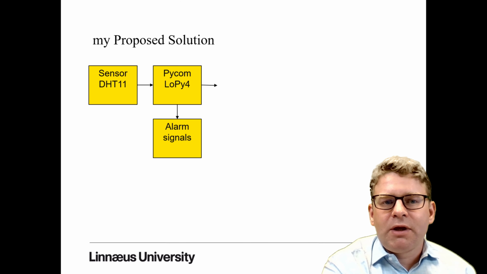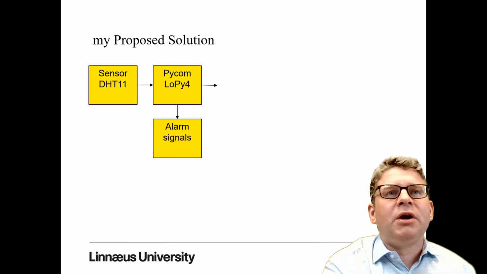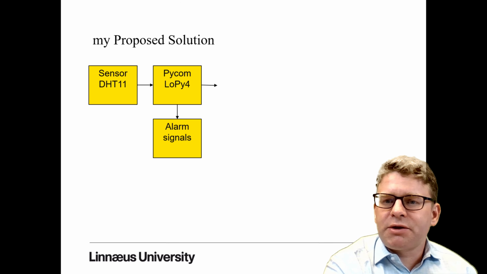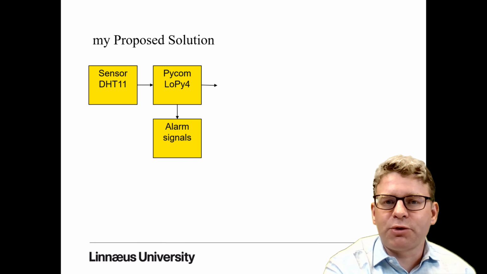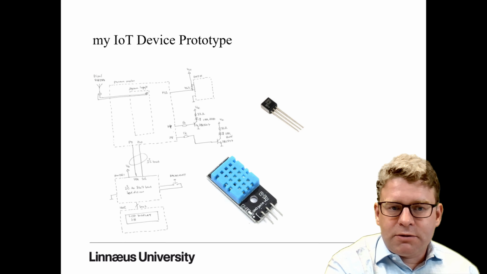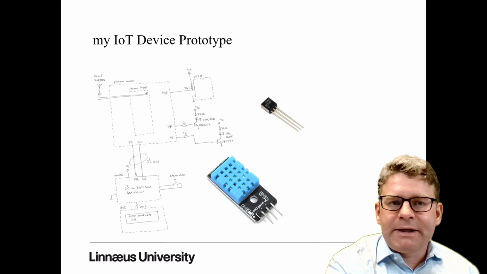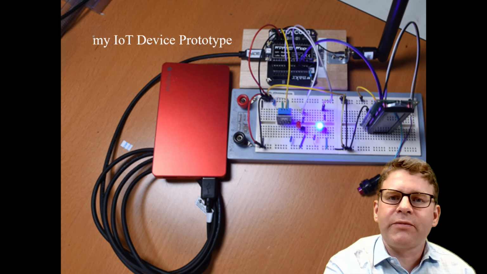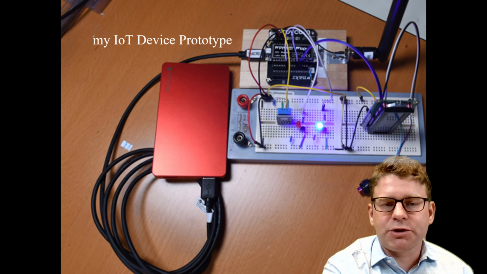By that, the three first blocks in my solution were sensor, a PyCom LoPy4, and alarm signals. And for those, I had to do some electrical design, writing a circuit diagram, selecting sensors and components, and some calculations on how to put them together. I came up with this solution, and I built a solution looking like this. So this is my mock-up for this solution.